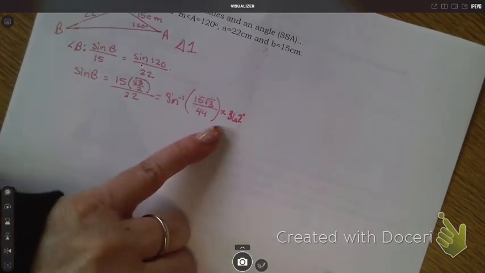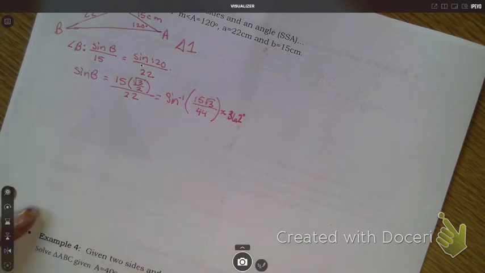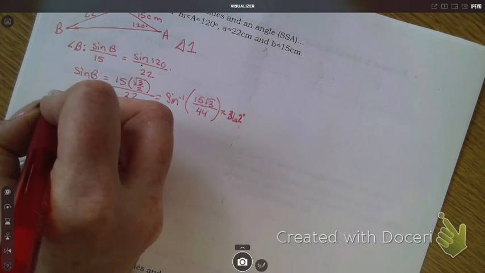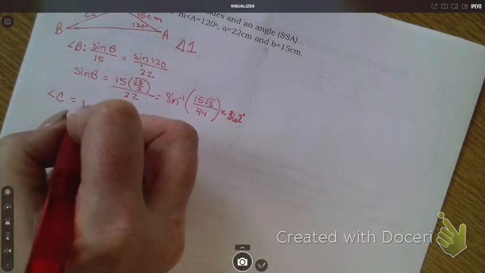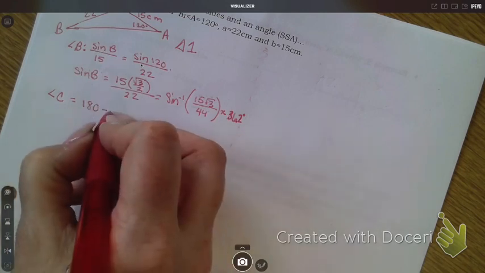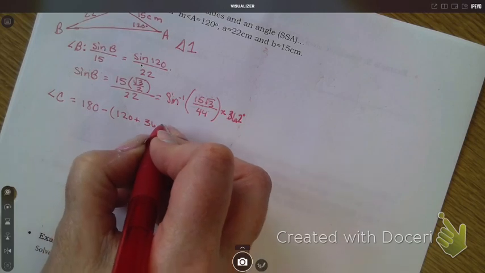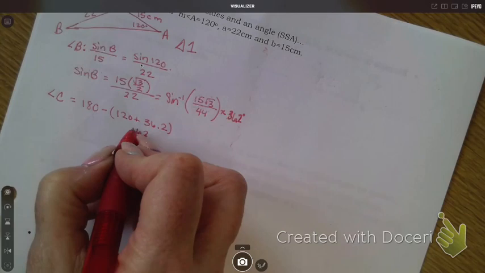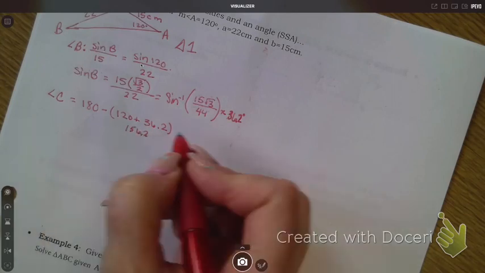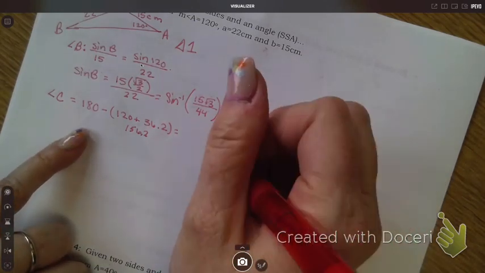So I have angle B, which is approximately 36.2. So what do you guys want to find next? We want to find angle C. And you almost have to find angle C, don't you? Okay, so angle C is going to equal 180 minus 120 plus 36.2. So 180 minus 156.2.